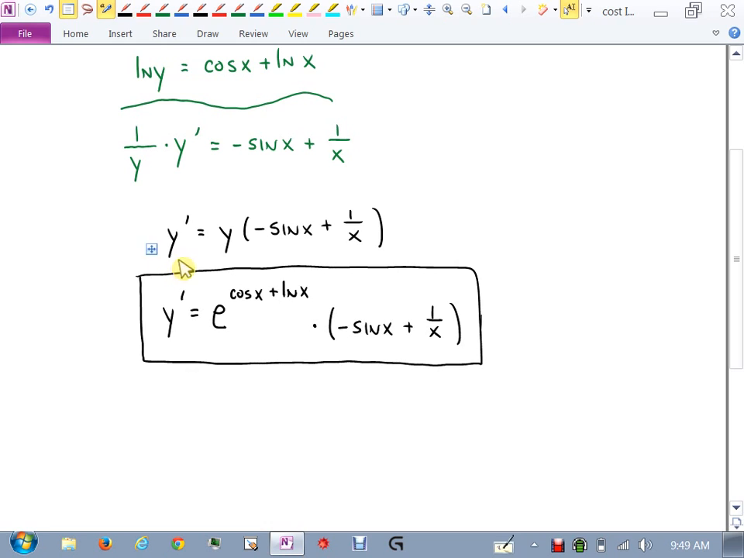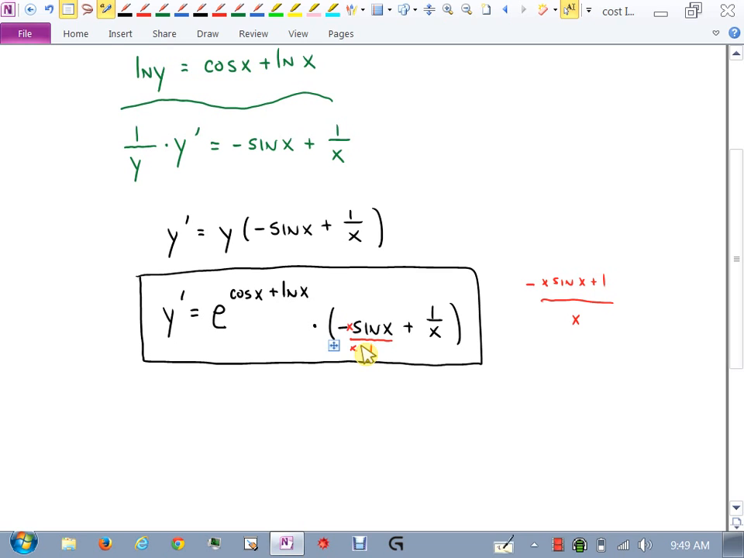Pardon me? You would have to get a common denominator, right? Is that what you're saying, if you want to put those two together? Yeah, you'd have to introduce, this is like sine x over 1, so you'd have to put x down here and an x up here. So it would turn out to be negative x sine x plus 1, all over x. If you wanted to. You don't have to, though. You could just leave it like that.